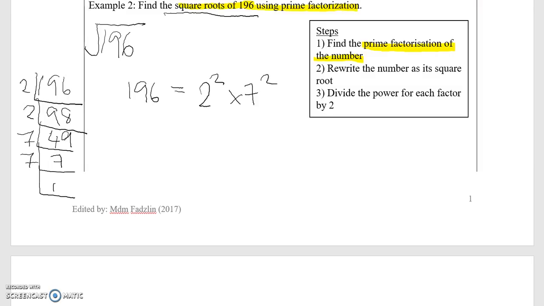Step 2, we need to rewrite the number as its square root. So therefore, since the question asks to find the square root of 196, it is actually equal to the square root of 2 squared times 7 squared.